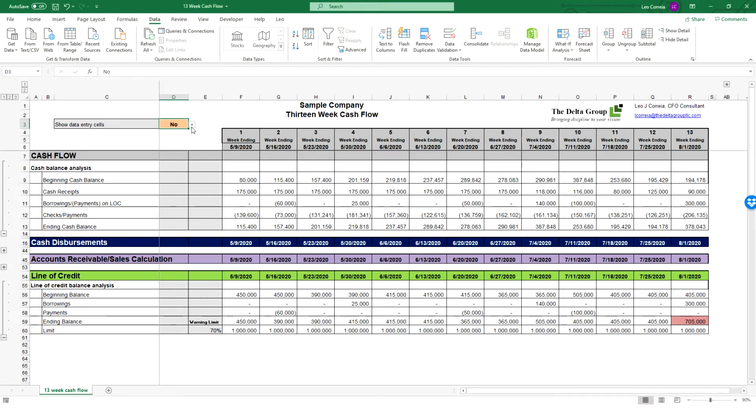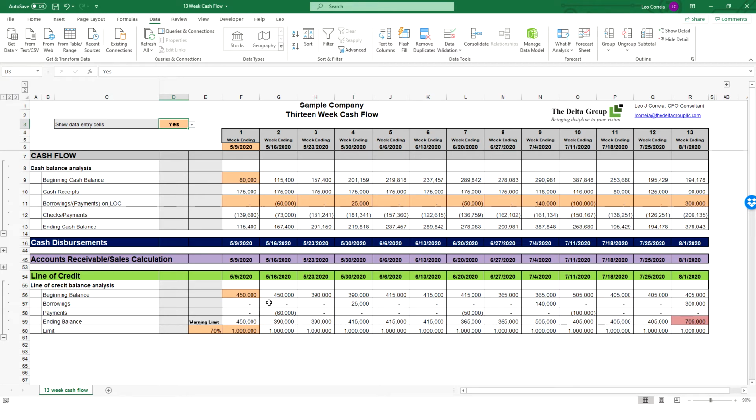So first thing I want to do is I'm going to turn on the data entry cells. So we know, again, in the cash flow section, the cash analysis, we have the week ending date, we have our beginning cash balance, and then we have our either borrowings or payments on our line of credit. So that's where we actually do our data entry for the line of credit.